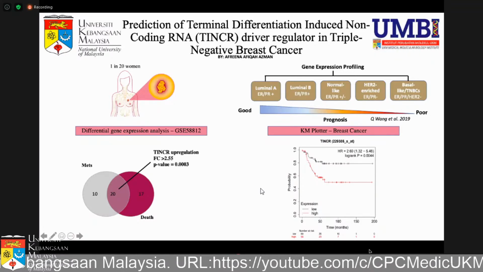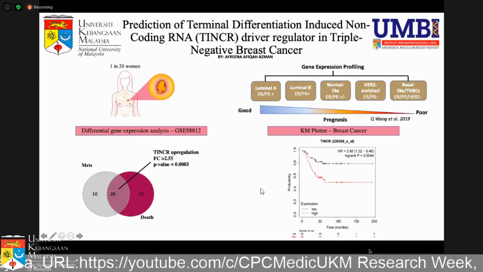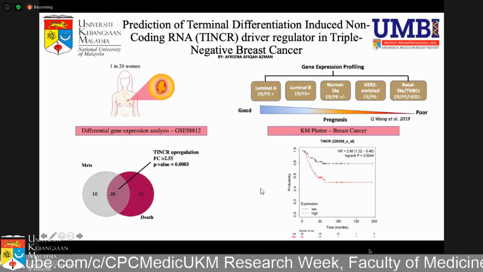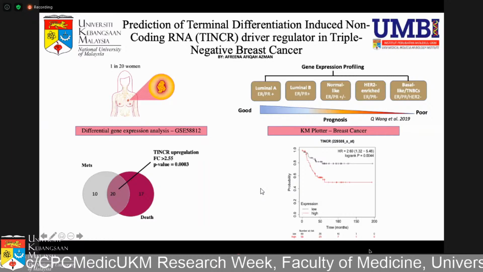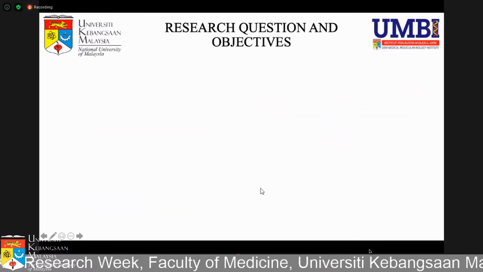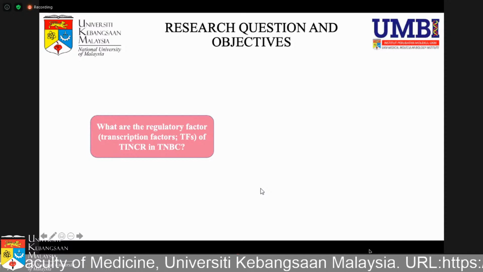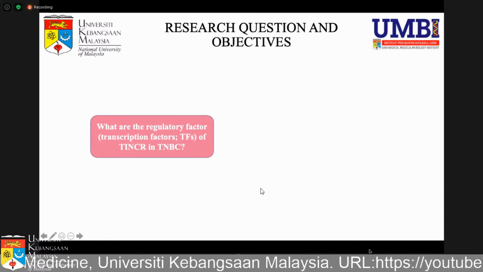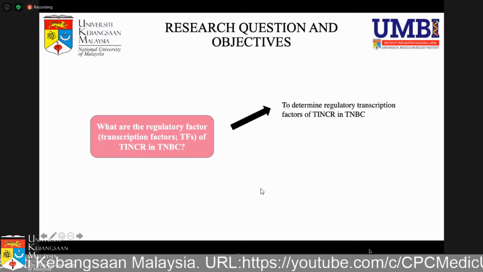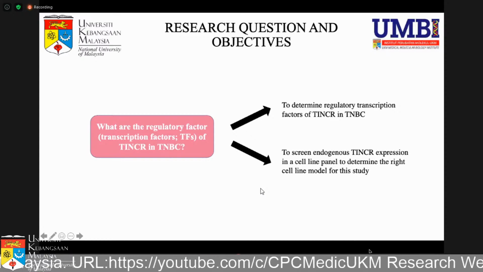TINCR has been associated with the carcinogenesis of several cancers, whereby upregulation of aberrant TINCR expression often correlates with poor prognosis and survival. However, as of date, there are still no studies that link TINCR with TNBC, and therefore we are uncertain of the underlying mechanism of TINCR that drives the poor outcome in TNBC. So this then brings about the question of what are the regulatory factors of TINCR in TNBC? And to answer this question, we have established 2 objectives. One is to predict transcription factors of TINCR in the upstream of its promoter region, TSS. And 2 is to screen endogenous TINCR expression in a cell line panel to determine the right cell line model for the study.